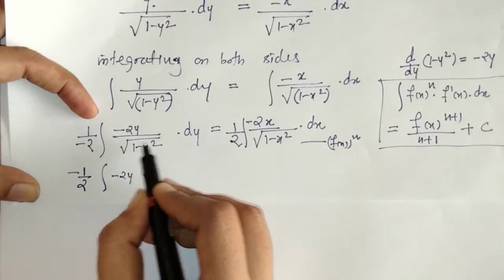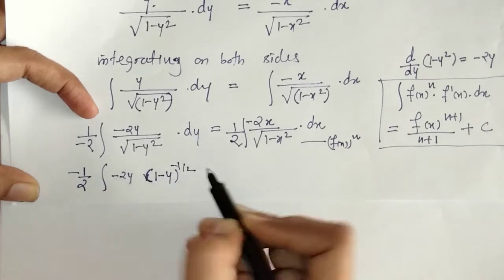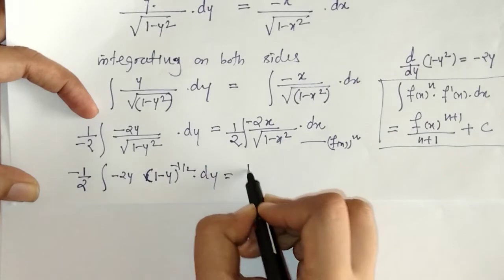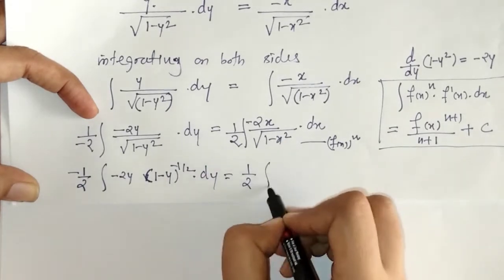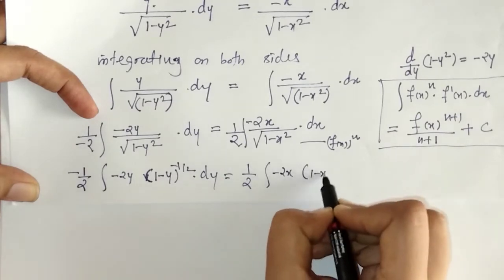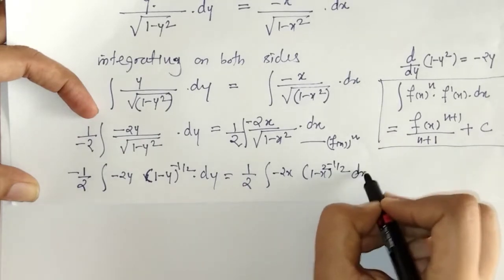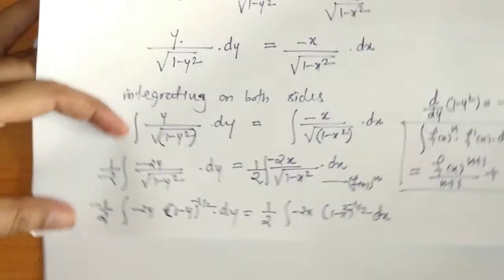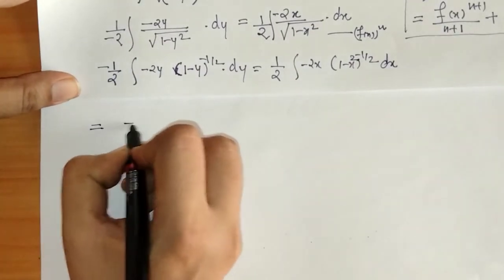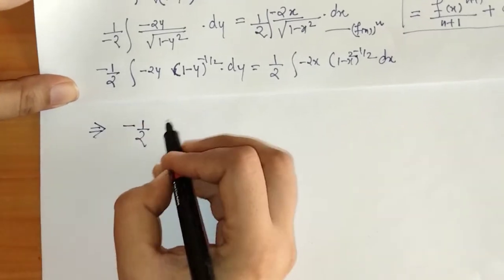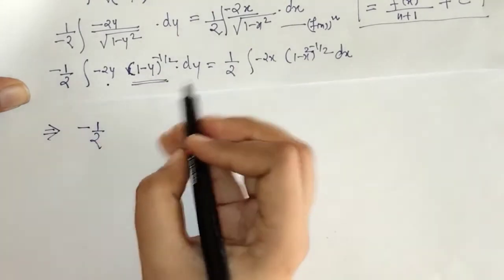So when we take the root of this in the numerator, we will have minus 1 by 2, right? Same here, when we write down this term, we will have 1 minus x square raised to minus 1 by 2. Yes, now we have to solve this here. So what is here? This is minus 1 by 2.